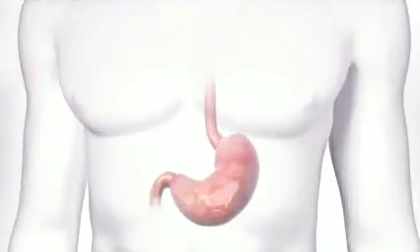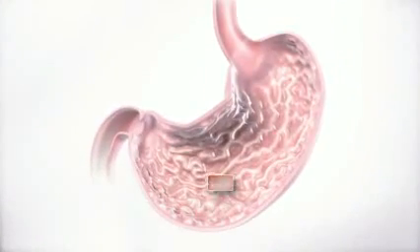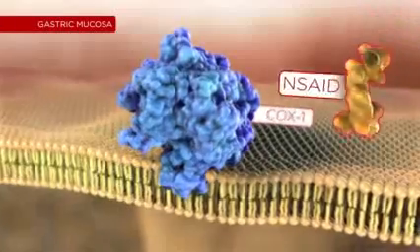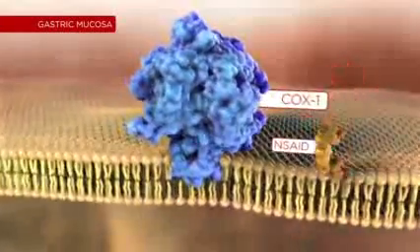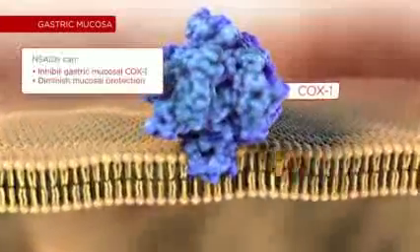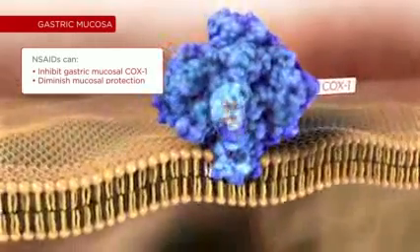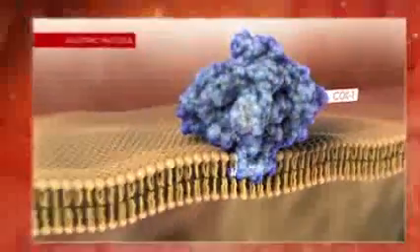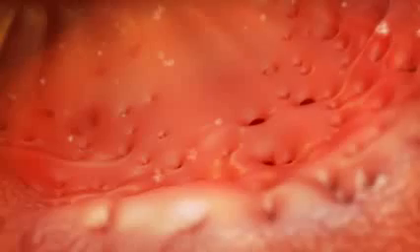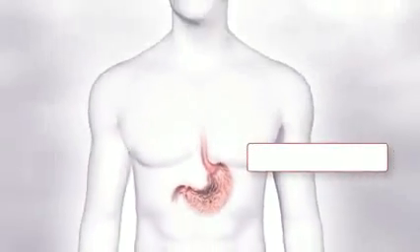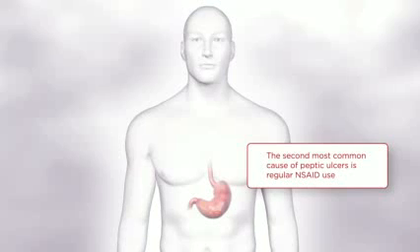In the stomach, cyclooxygenase 1 plays an important role in gastric mucosal protection. NSAID inhibition of COX-1 can diminish this COX-1-mediated protective mechanism. This can lead to GI side effects, such as irritation and bleeding. In fact, the second most common cause of peptic ulcers is regular use of NSAIDs.